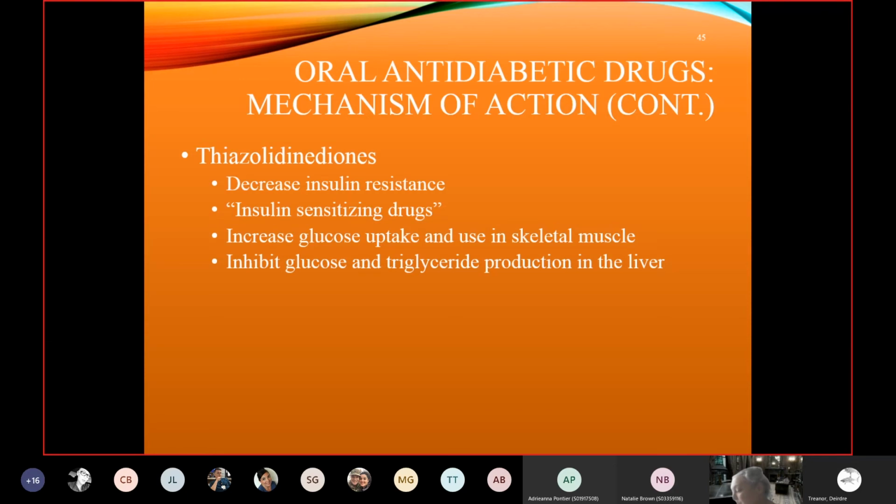Slow the progression. It does have a synergistic effect with metformin and sulfonylureas. And then Actos can actually be used with insulin.